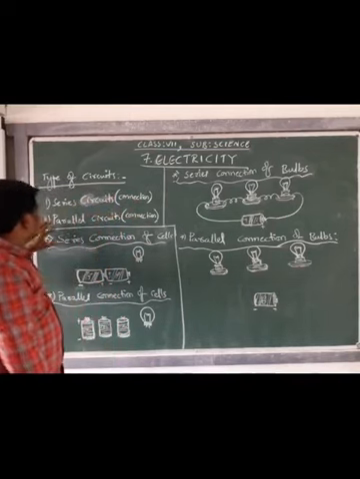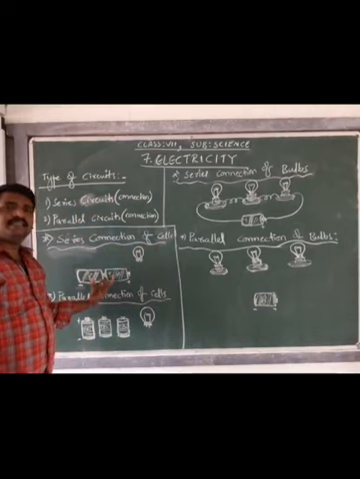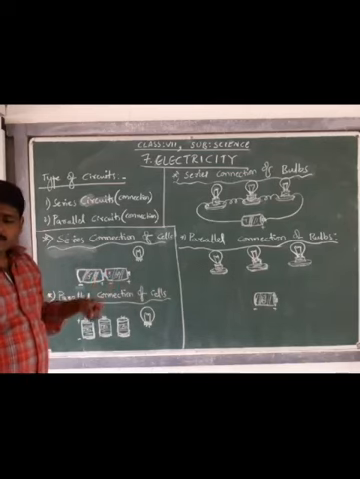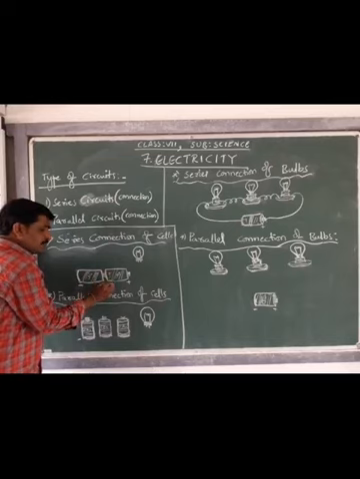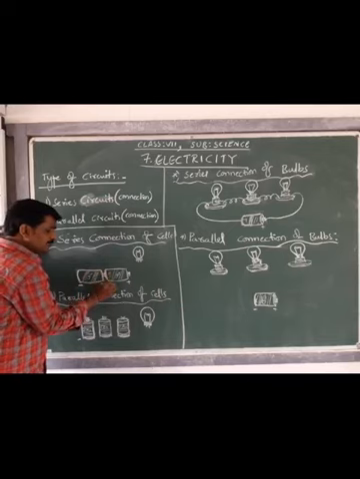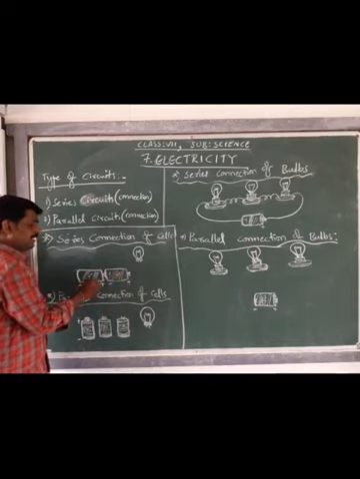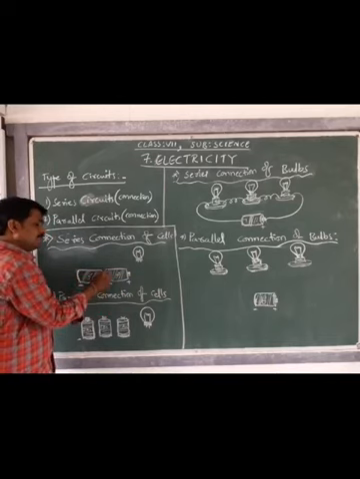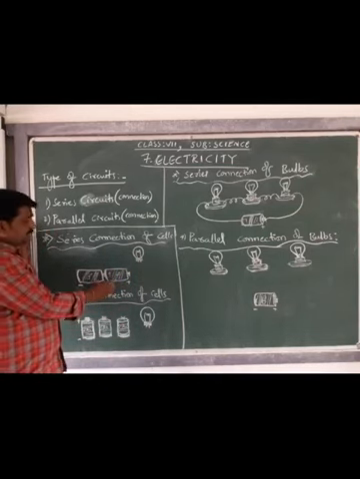Now first we will discuss the series connection of cells. If cells are connected in series, how are they connected, and what are the advantages and disadvantages? If we take two cells, and the positive terminal of one cell is connected to the negative terminal of another cell, one after another, then that type of connectivity is called series connection.